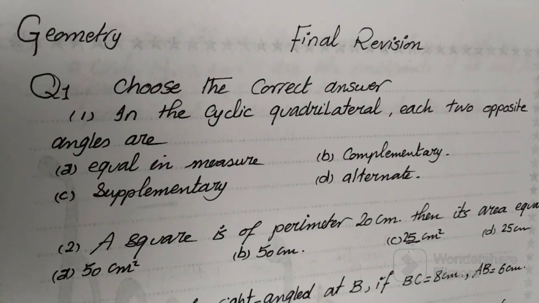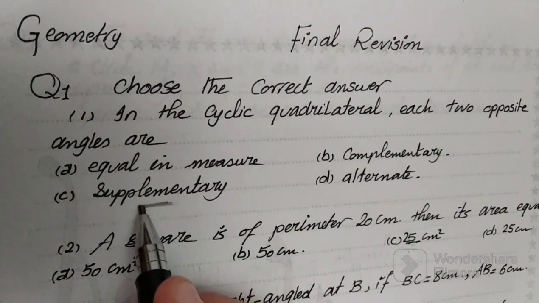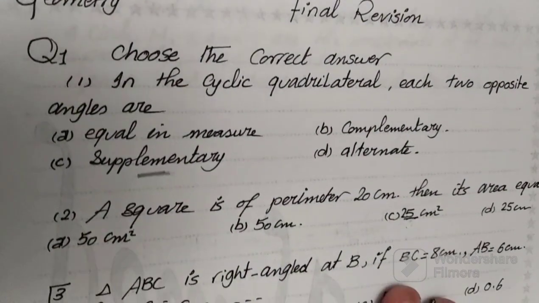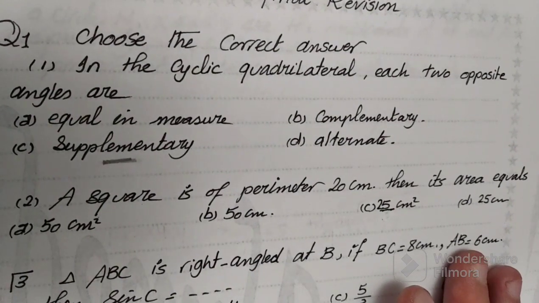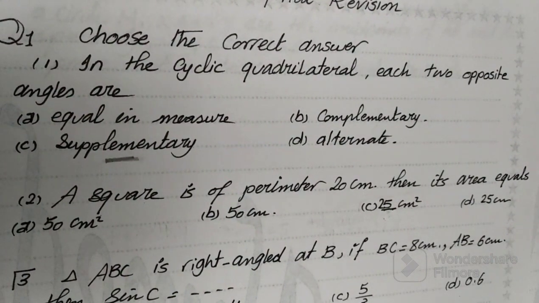Question number 1. Choose the correct answer. In a cyclic quadrilateral, each two opposite angles are supplementary. Question 2. A square is of perimeter 20 centimeters, then its area equals: 50 centimeters squared, 50 centimeters, 25 centimeters squared, 25 centimeters.